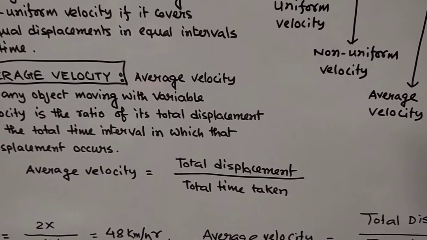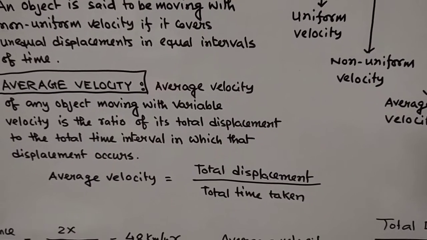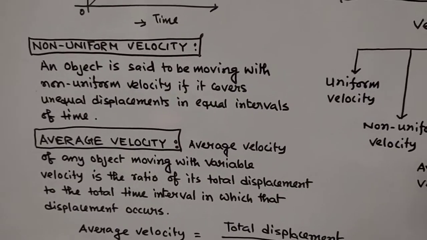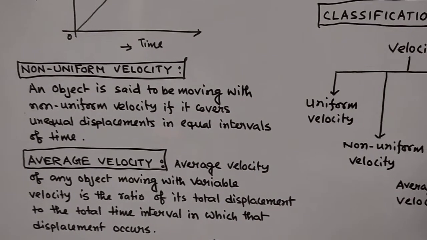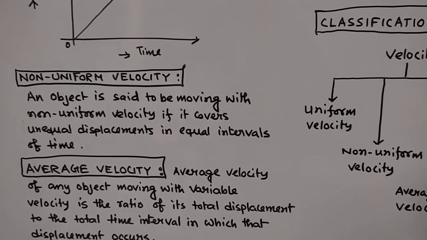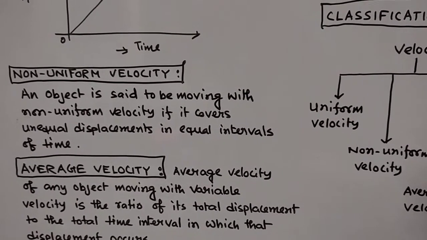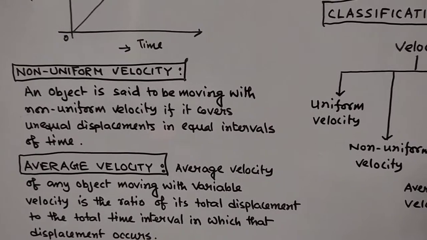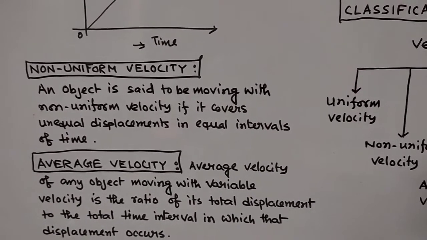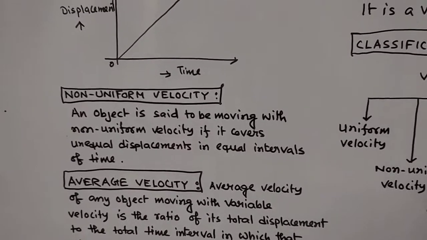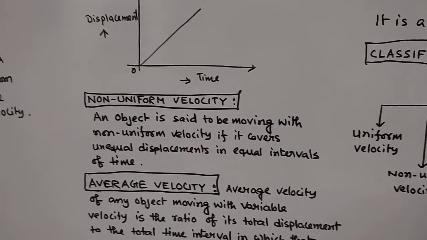Now, what is the difference between distance and displacement? Distance is a scalar quantity and displacement is a vector quantity. If an object moves in a straight line, then distance equals displacement. But if the object moves in a curved path, then distance is no longer equal to displacement; rather, displacement is less than distance.